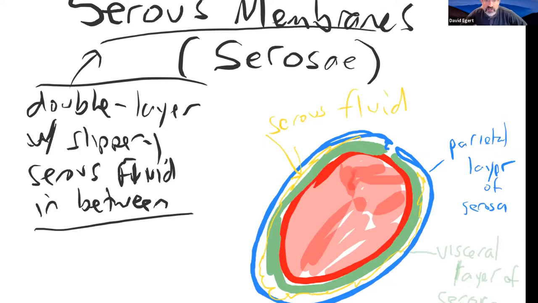So you can imagine as the organ moves around, whatever's on the other side here, as this moves, the main motion is going to be between the two layers of the serosa, sliding over that slippery layer.